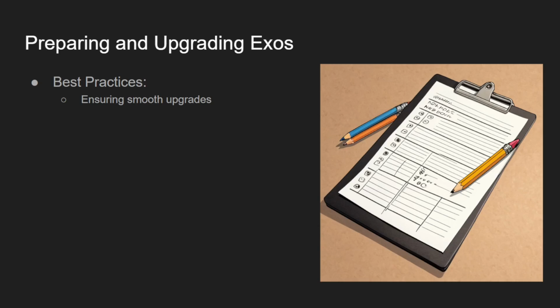Secondly, always have a rollback plan in case something goes wrong. This allows you to revert to the previous version without data loss. Finally, if possible, perform upgrades incrementally. This reduces the risk of major disruptions and makes it easier to isolate and fix issues.